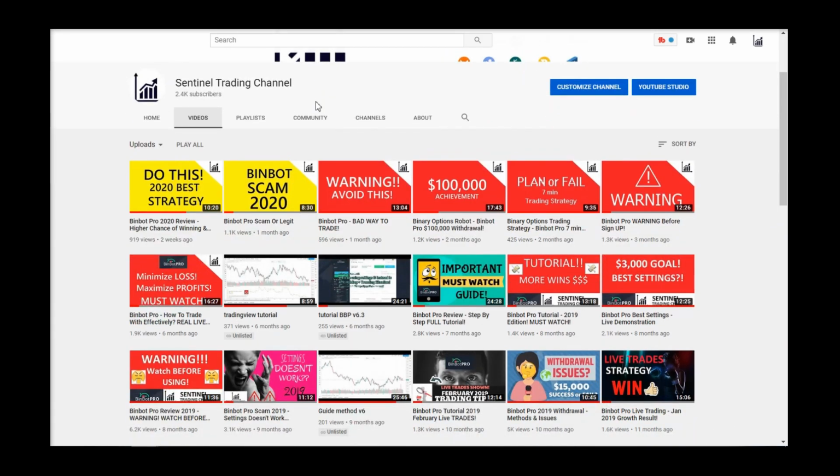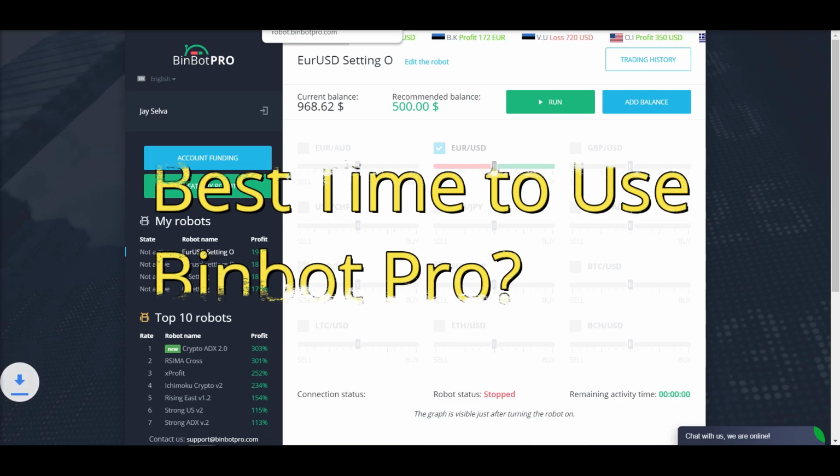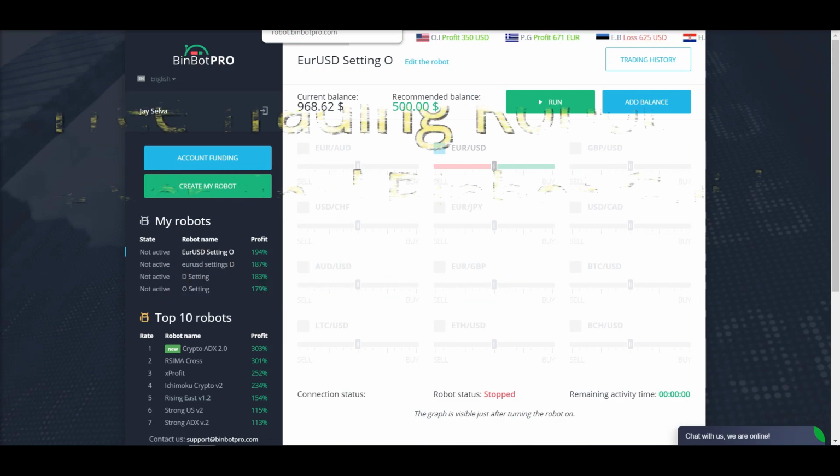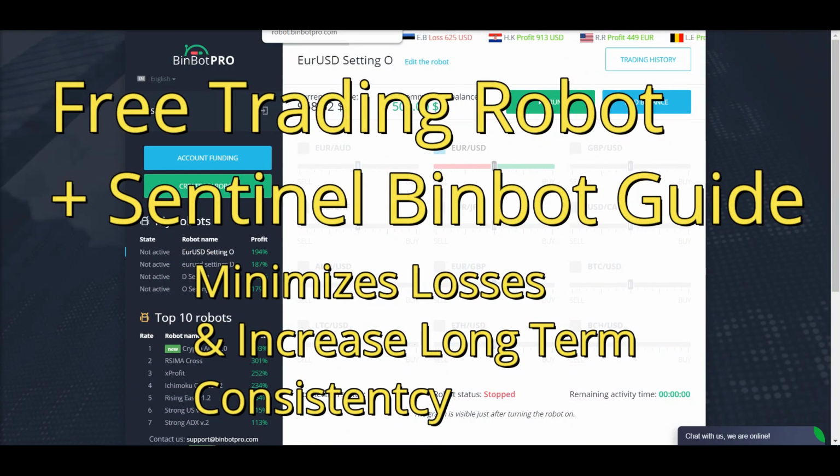But before that, let's talk about a few simple steps I did to identify the best time to turn on the Binbot Pro and also avoid bad trading conditions. Binbot Pro is in fact a free trading tool that has potential to perform decently in options trading.